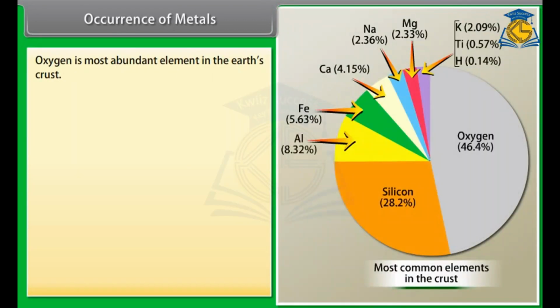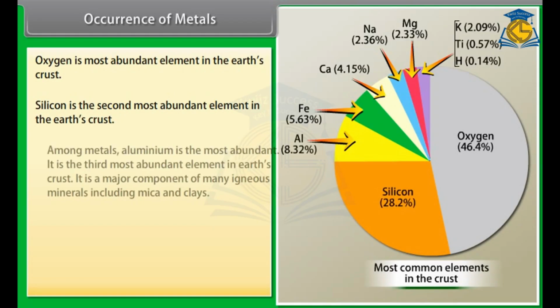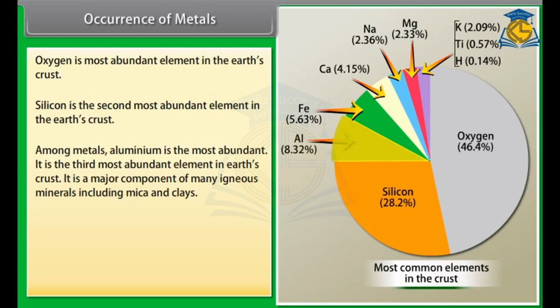Occurrence of metals. Oxygen is most abundant element in the Earth's crust. Silicon is the second most abundant element in the Earth's crust. Among metals, aluminium is the most abundant. It is the third most abundant element in Earth's crust. It is a major component of many igneous minerals, including mica and clay. Many gemstones are impure forms of Al2O3, and the impurities range from chromium to copper.